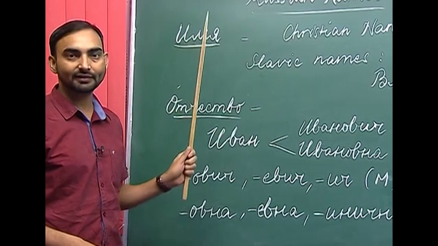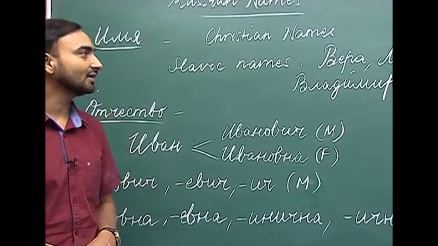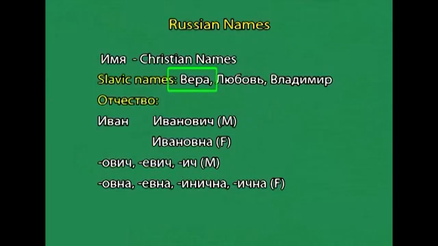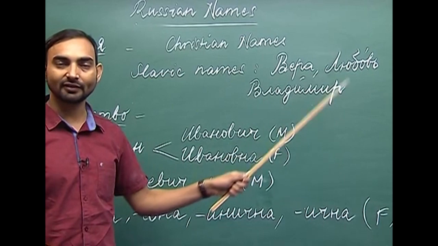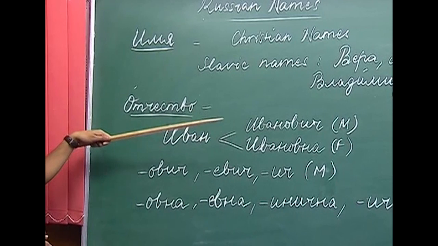Imya, which is a given name or the first name, are mostly Christian names in Russian. But apart from the Christian names or biblical characters, there are certain Slavic names also which are present only in the Slavic languages. For example, first names such as Vera, Lubov, Vladimir are found only in Russian names. Otchestvo, as we have already discussed, is derived from the father's name.